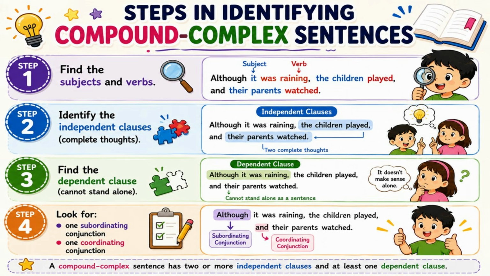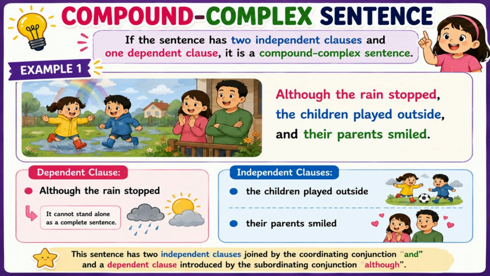Dependent clauses. Although it was raining, the children played and their parents watched. Although is a subordinating conjunction and "and" is the coordinating conjunction. If the sentence has two independent clauses and one dependent clause, it is a compound complex sentence.